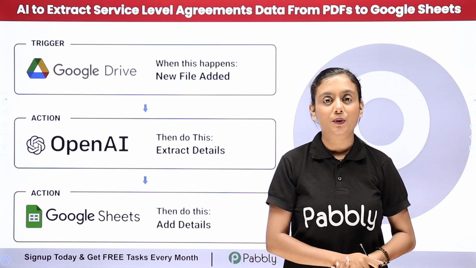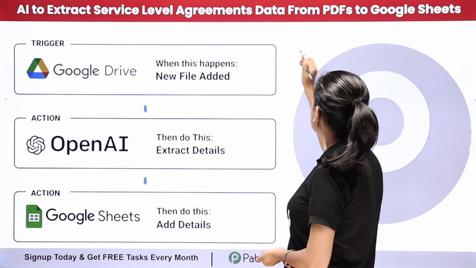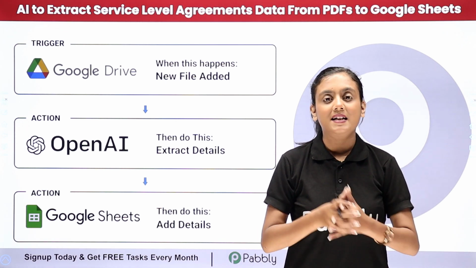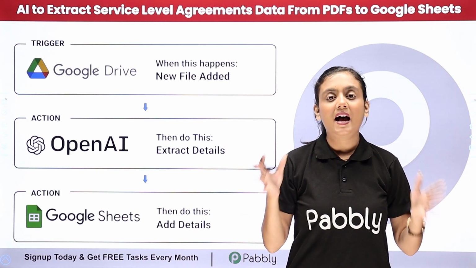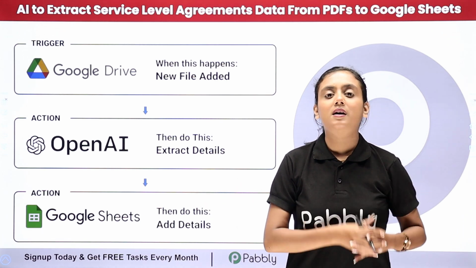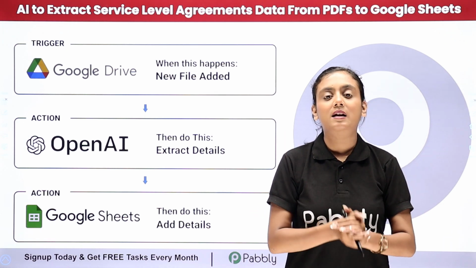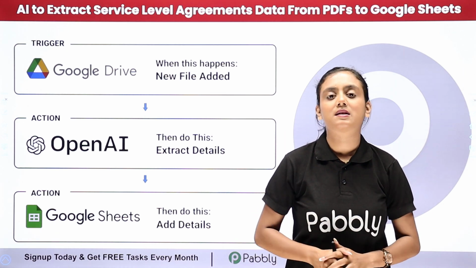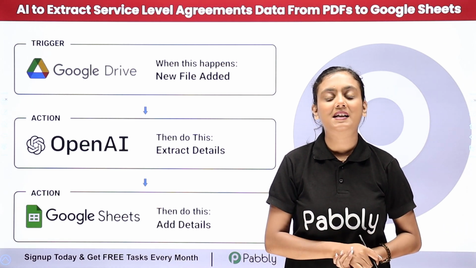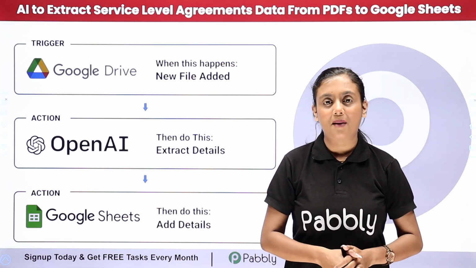In this video, we are going to learn how to use an AI to extract service level agreements data from PDFs to Google Sheets. So I am a manager in an IT legal service business and I handle many SLAs, that is service legal agreements. Now over here what I want is, I have to go through all the SLAs and take out the important information manually, which is a very time consuming and a hectic task. So to solve this problem, I have created an AI agent using Pabbly Connect without any coding and programming skills.